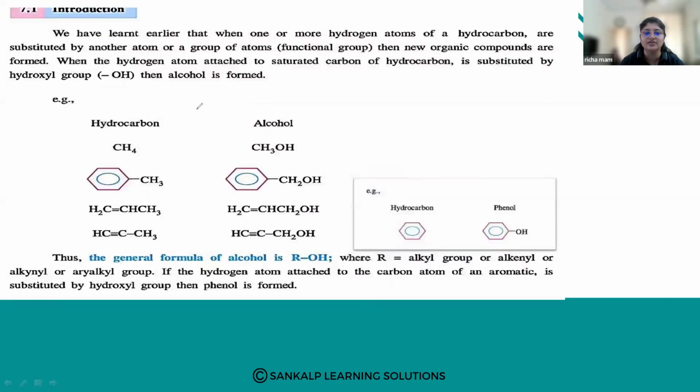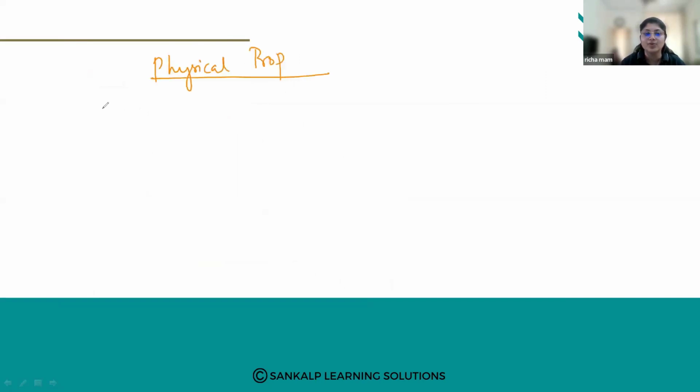So next is the physical properties. Next we are going to discuss the physical properties of ethers. So first is the dipole moment.